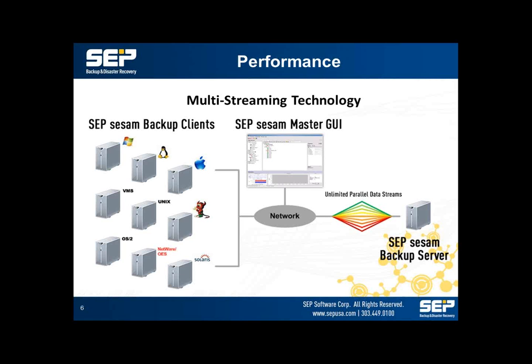So here's a quick diagram that gets a little bit more into the multi-streaming and the performance part of what we're talking about. So you'll see on the left here we have basically 9 servers. They're all different operating systems. And one of the ways that we get such great performance is because of the way we schedule our tasks. So instead of scheduling the Windows server to back up first, the Linux server to back up second, the Mac server to back up third, we actually just schedule task groups.